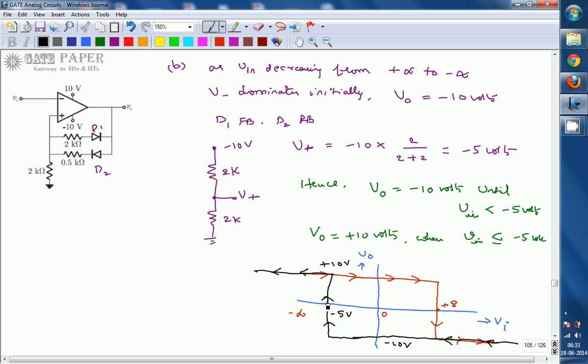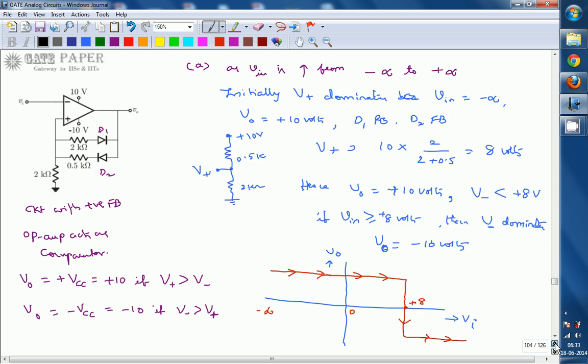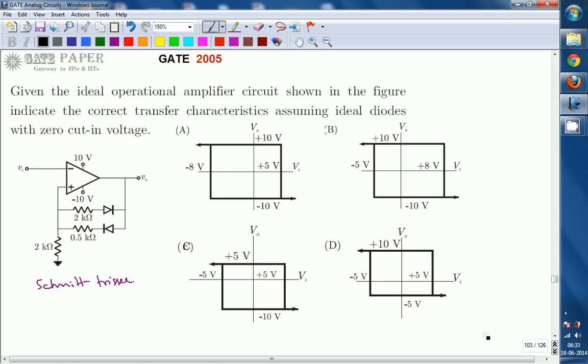On the negative side it is minus 5 volts, on the positive side it is plus 8 volts, and this is treated as a hysteresis loop. So the transfer characteristics are minus 5 and plus 8. That is the right answer for this one, which is B. This is minus 5 and it is plus 8.